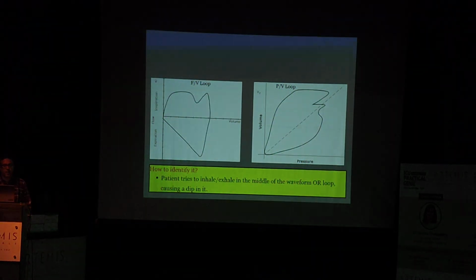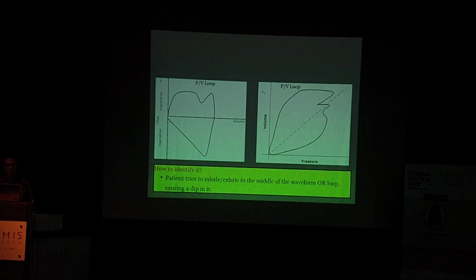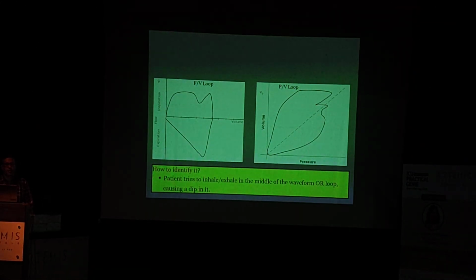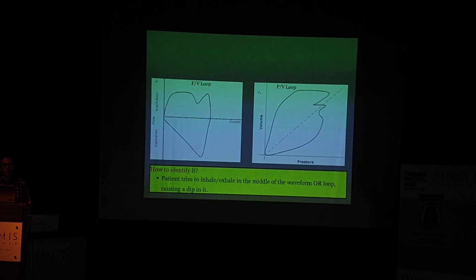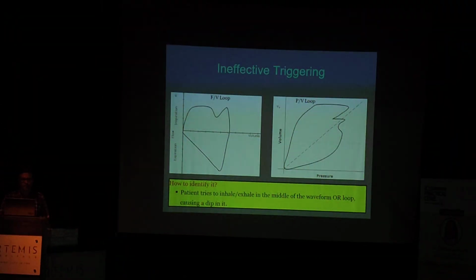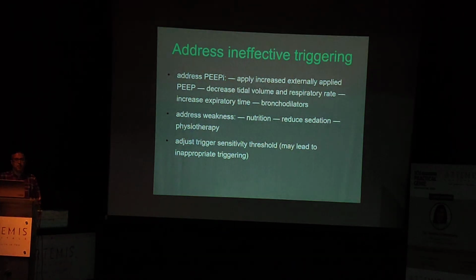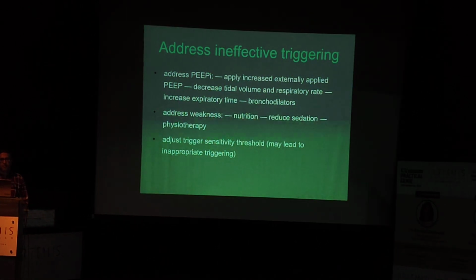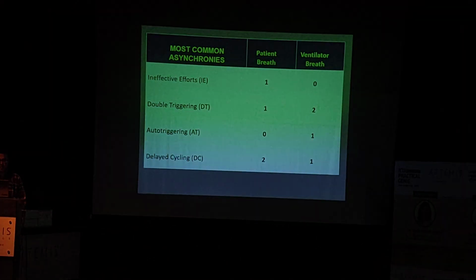This is how you can identify that the patient's flow demands are not met. The patient tries to inhale or exhale in the middle of the waveform or the loop, causing a dip in it. So there is scalloping. You can address the auto PEEP by various methods. I will be asking you a question over this.